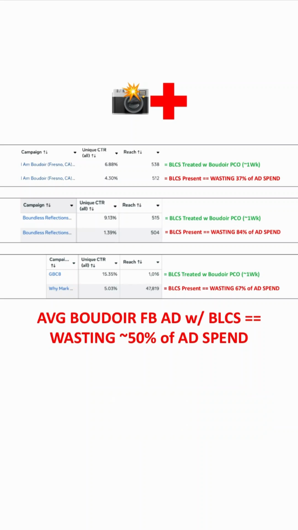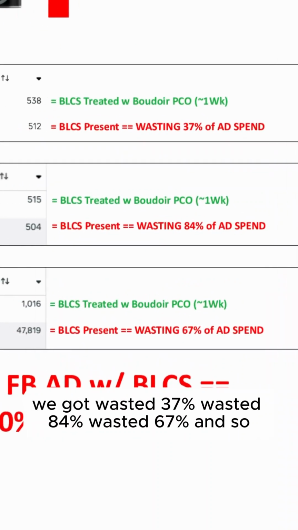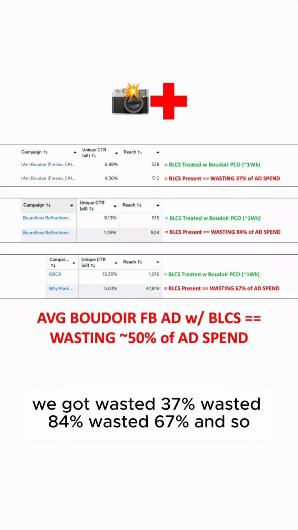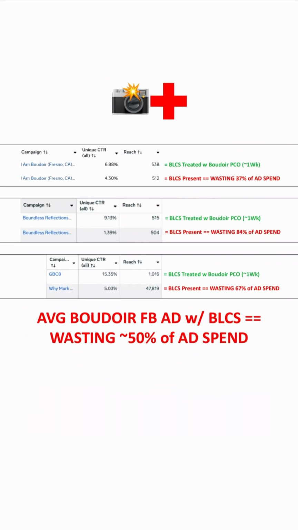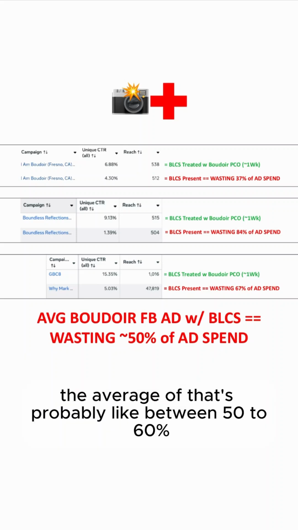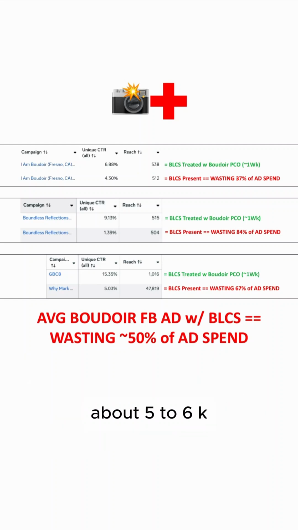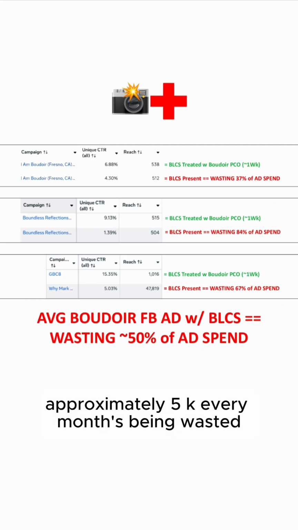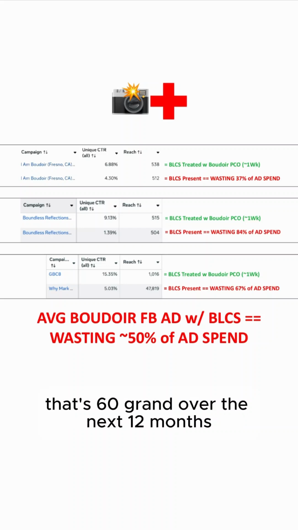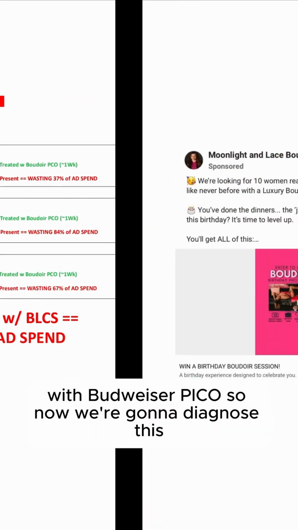Literally approximately half. I mean, look at the numbers here. We got wasted 37%, wasted 84%, wasted 67%. And so the average of that's probably like between 50 to 60%. So spending 10 grand a month on Boudoir Facebook ads, about 5 to 6K, approximately 5K every month being wasted. That's 60 grand over the next 12 months with Boudoir Pico.